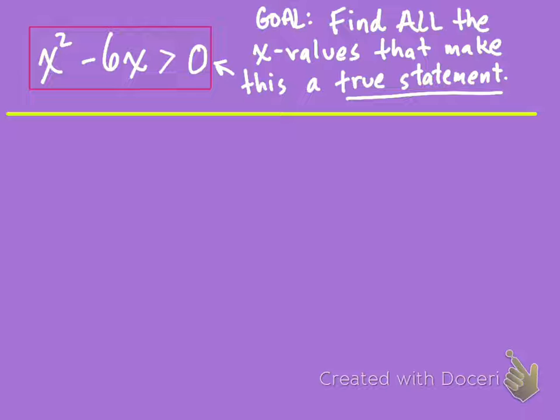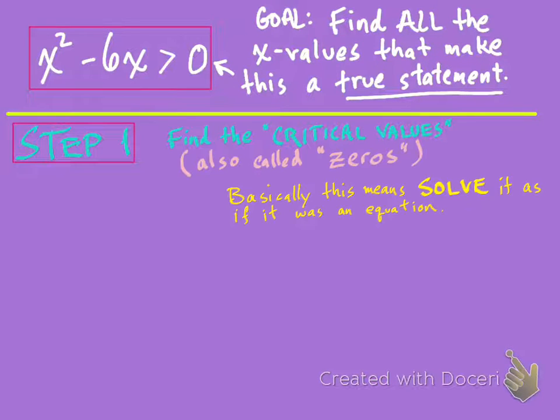Okay? So the first thing that we're going to do is actually kind of pretend that it is an equation, and we're going to solve it. And that's called finding the critical values, or sometimes they're called zeros, sometimes they're called boundary points, sometimes they're just called x-intercepts. All of that stuff that we do to solve a quadratic equation, that's our first step here. So hopefully you are already pretty familiar with the process of solving a quadratic equation.